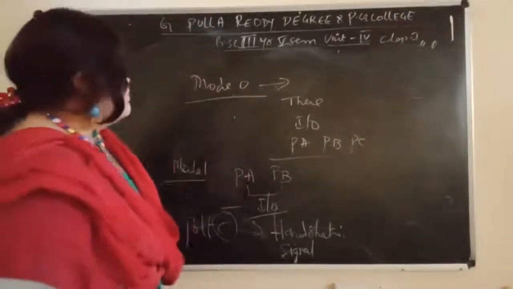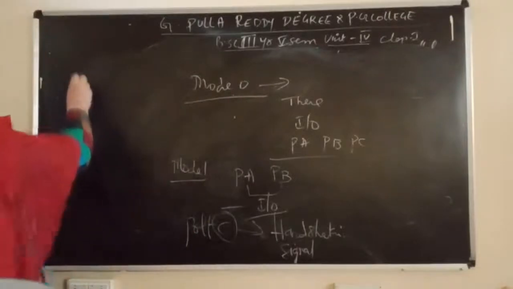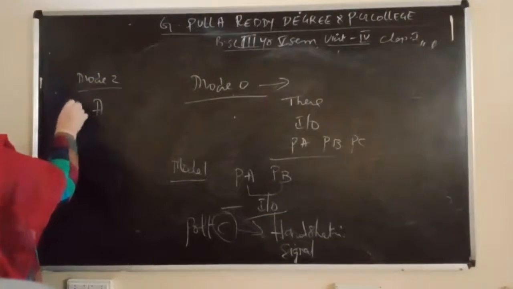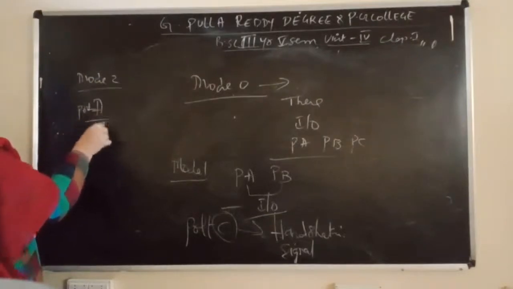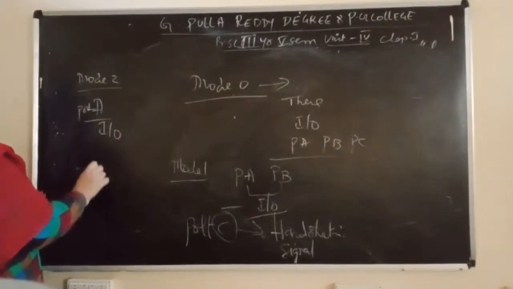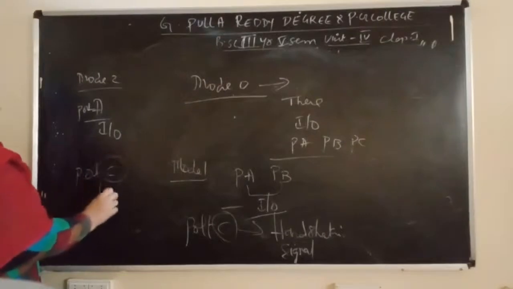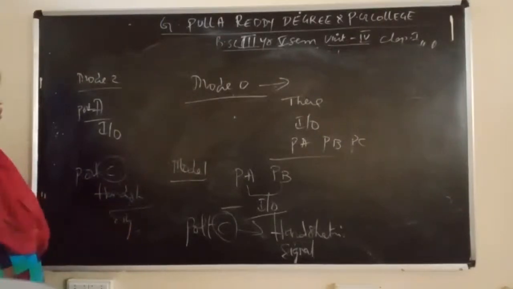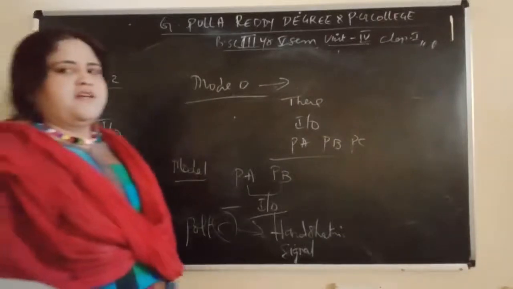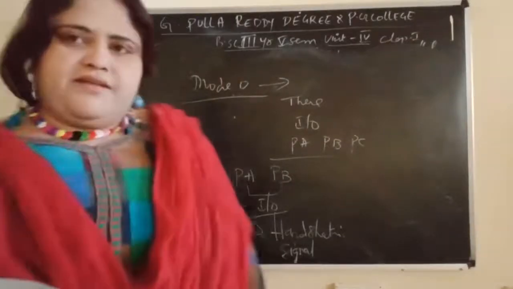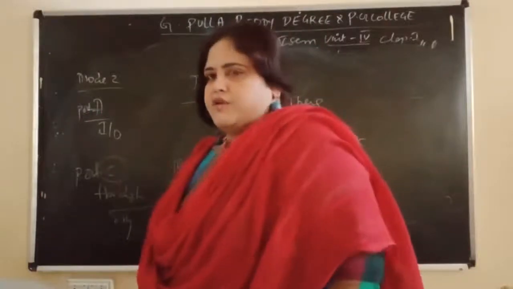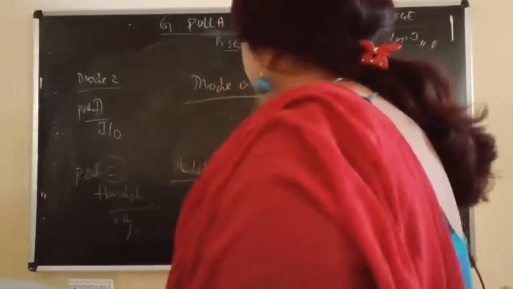Okay. Now mode 2. In mode 2, only port A is used for IO, whereas port C is used for handshaking signals. Okay, only port A is used in IO operation. Okay, so these are your modes.